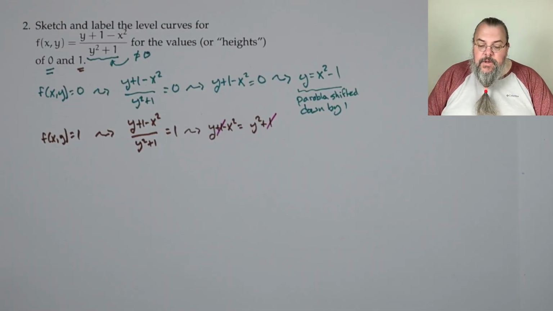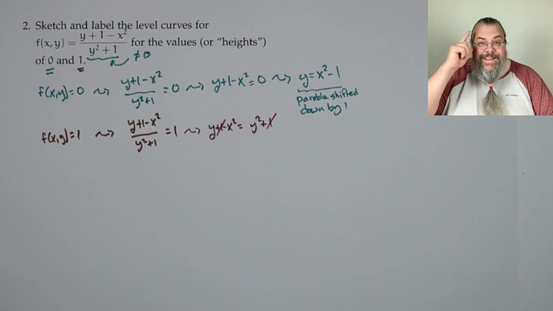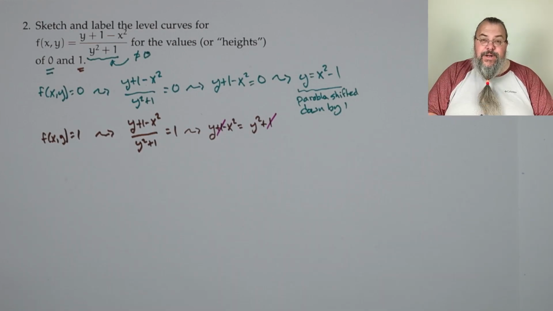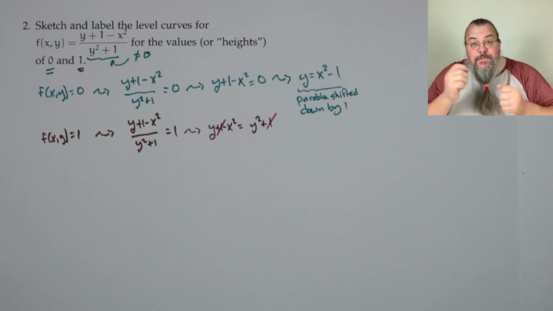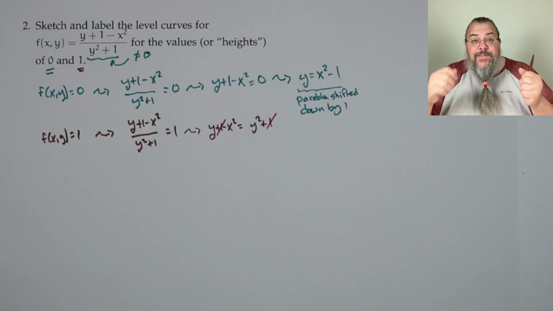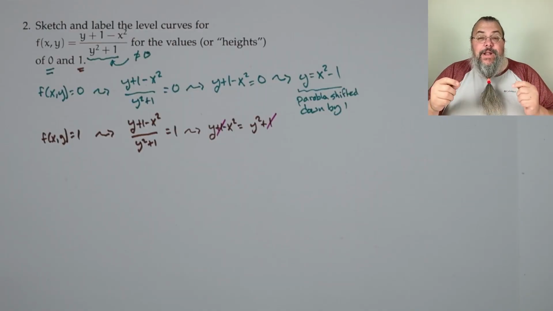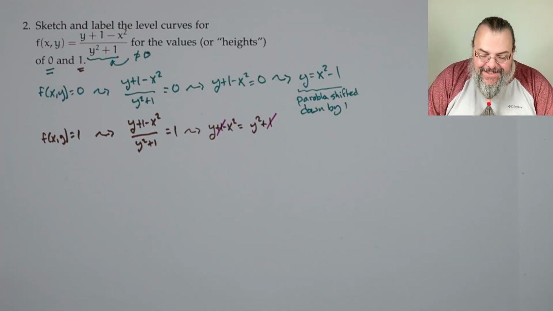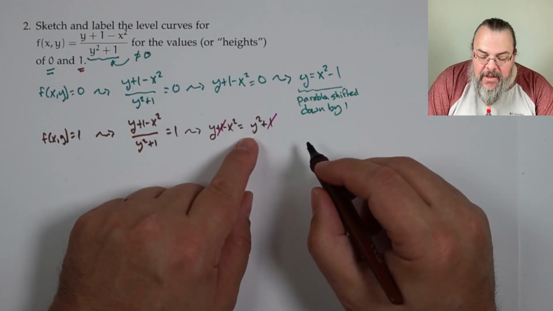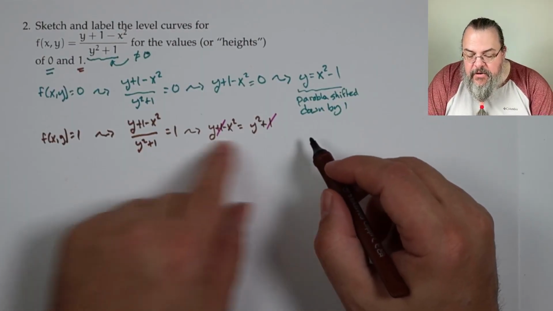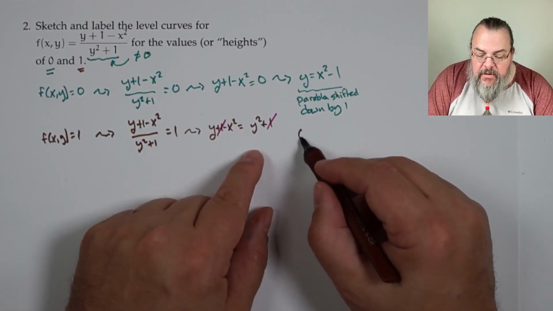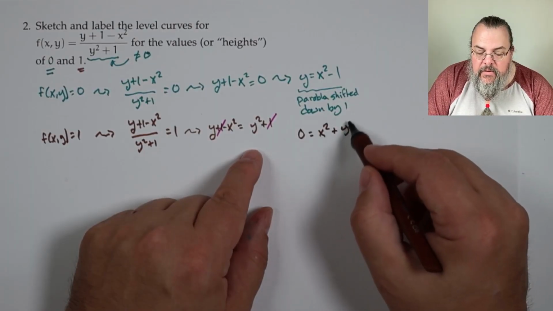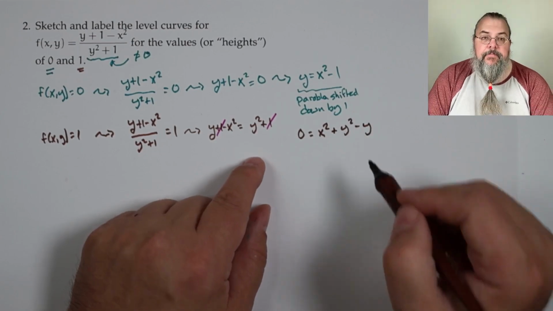And now we look at this and say, there's a particular shape here. We have y squared and x squared, and if we move them around, they both have the same sign. So we're like, circle, because it's going to be a circle. All right, so let's see. We'll move them across, right? So we get 0 equals x squared plus y squared minus y.